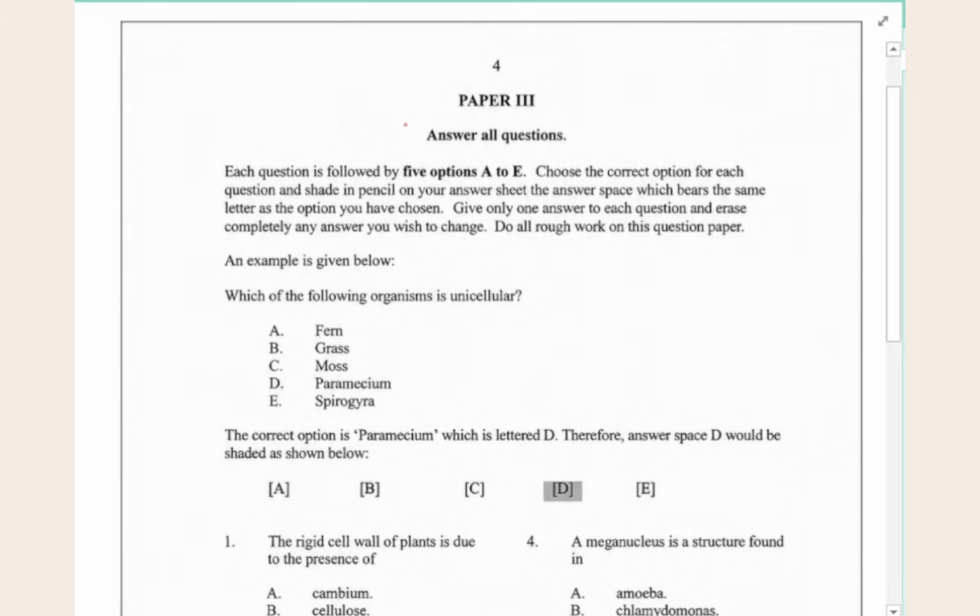So we're going to do this separately. We'll review the objective and then we'll go to the theory in a very short time. So let's start with the objective.